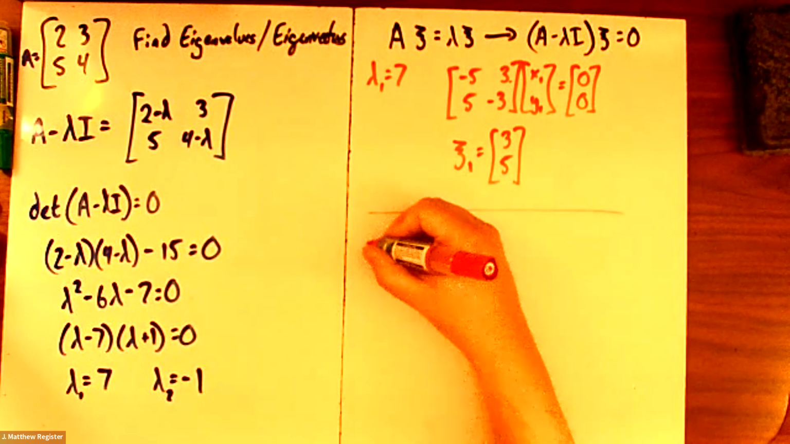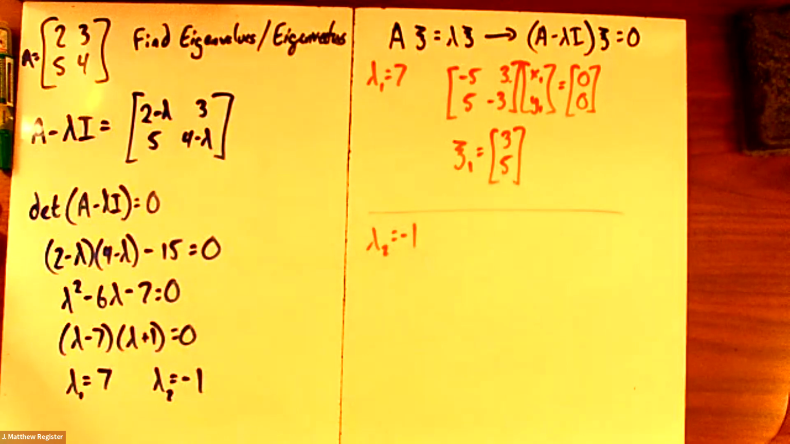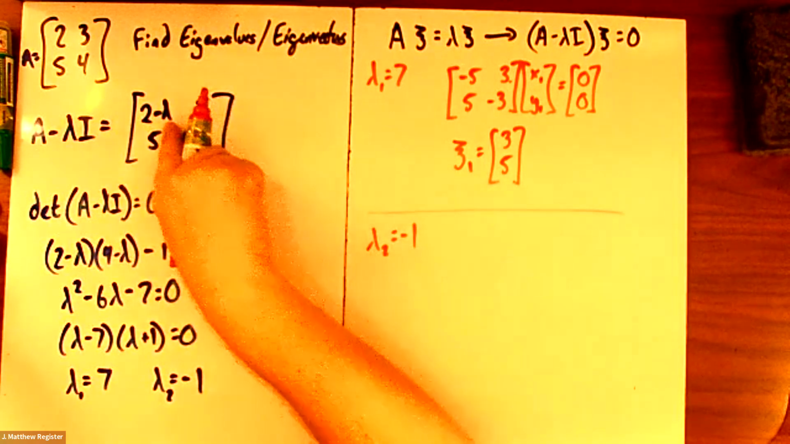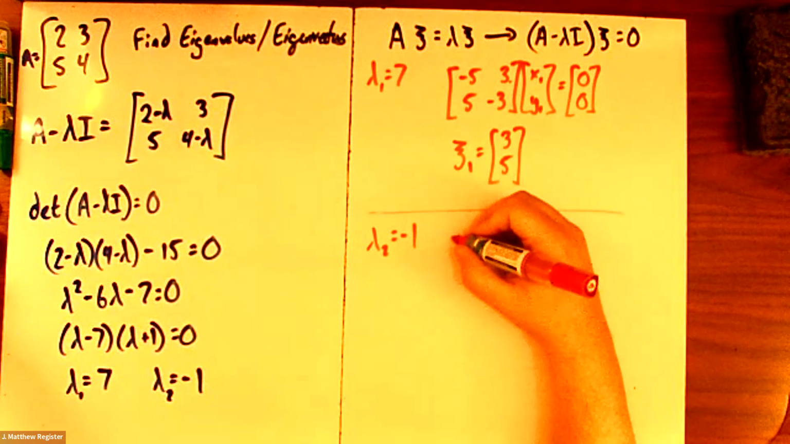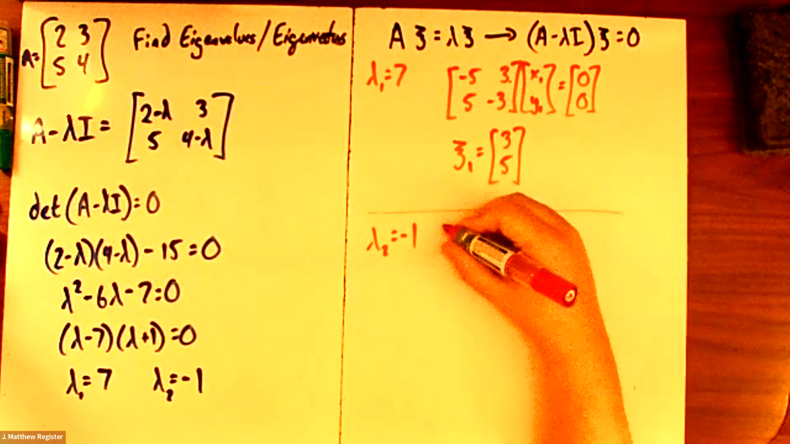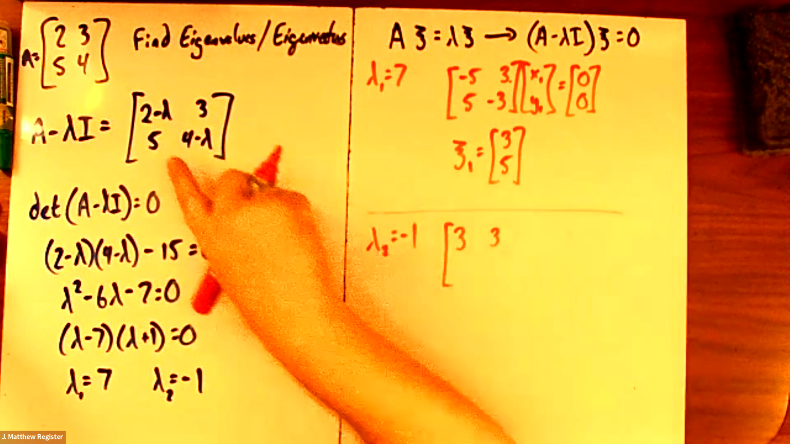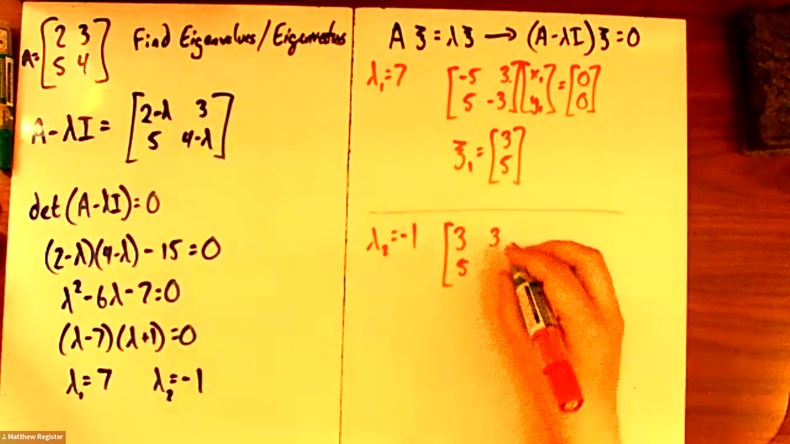But for eigenvalue 2, which is negative 1, we do the same thing, but now we plug negative 1 in. And so 2 minus negative 1 is going to give 3. And then 5, and 4 minus negative 1 gives 5.